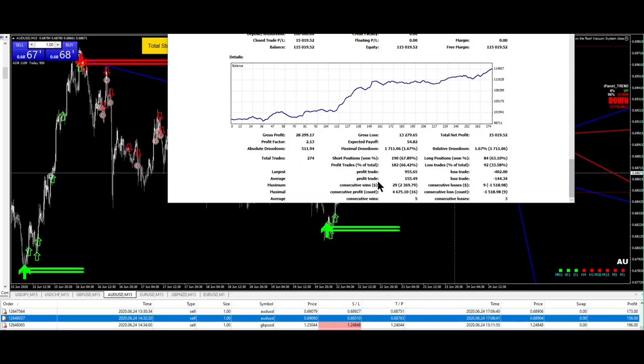What's our expectancy? Where is it? Drawdown was 511, not too bad. Profit factor, that's a big one, 213. That's awesome.